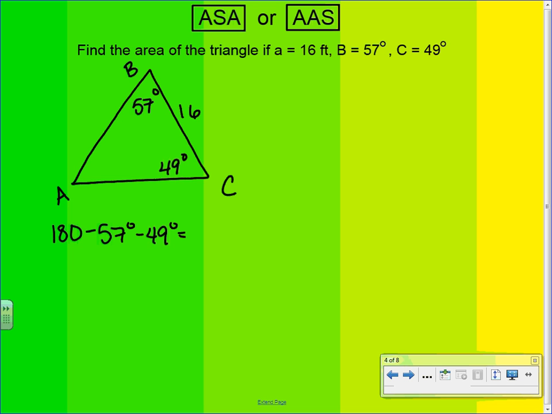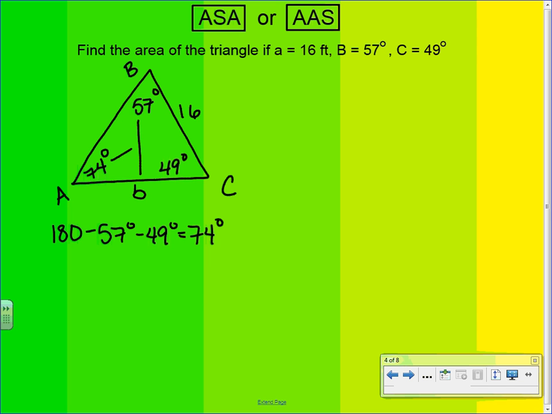So 180, take away the 2 I have. I'm going to get 74 degrees. From there, I need to solve for one of the sides. It doesn't matter. Once I have one of the other sides, I'll have a side angle side in there somewhere I can use. So let's say I want to solve for side B.